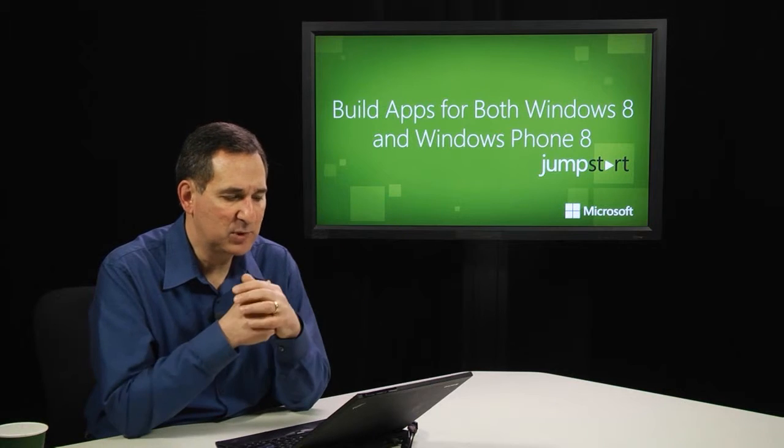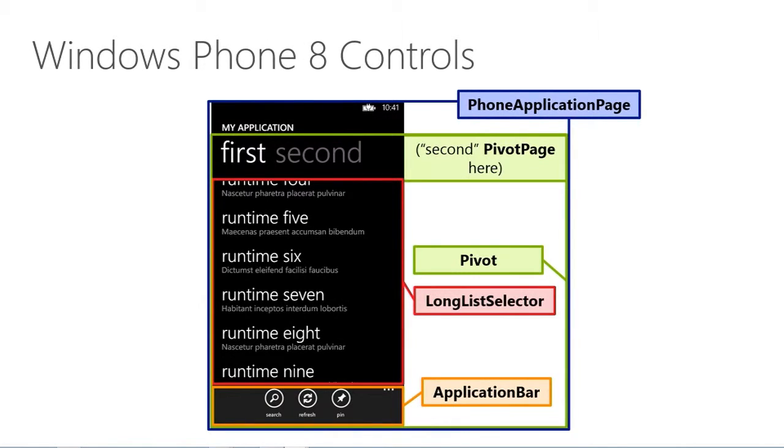This is just an example of Windows Phone controls here, where you have two pivot pages on a Pivot control. There's the LongListSelector with the content scrolling vertically, and then you have the ApplicationBar control. Again, these controls are optimized for Windows Phone, and so you should focus your efforts on optimizing your user experience for that platform.